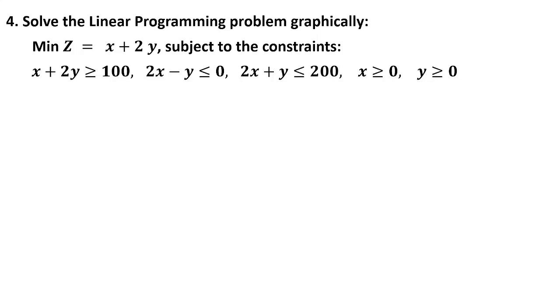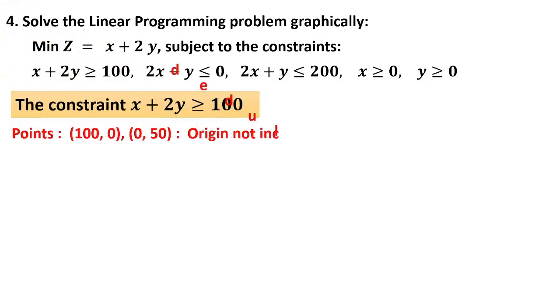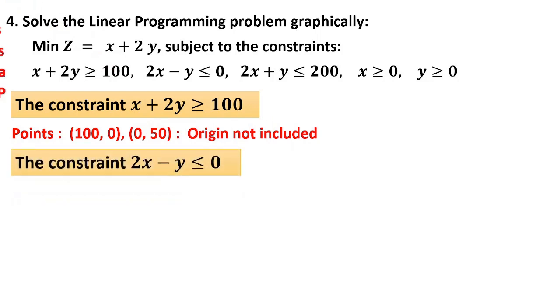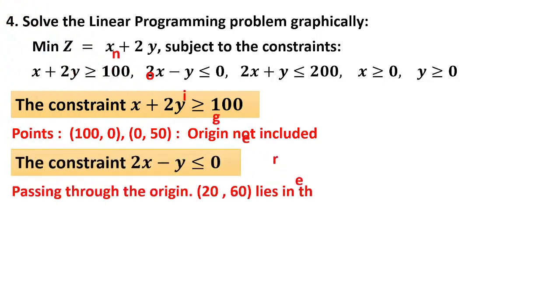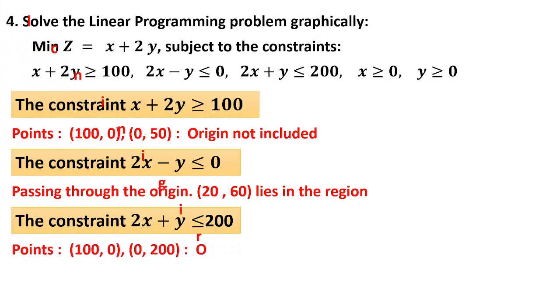Minimize z = x + 2y, subject to x + 2y ≥ 100, 2x − y ≤ 10, 2x + y ≤ 200. First constraint, points I have found, origin not included. Second constraint, points I have found, it passes through the origin and (20, 60) lies in the region. Third, 2x + y ≤ 200.